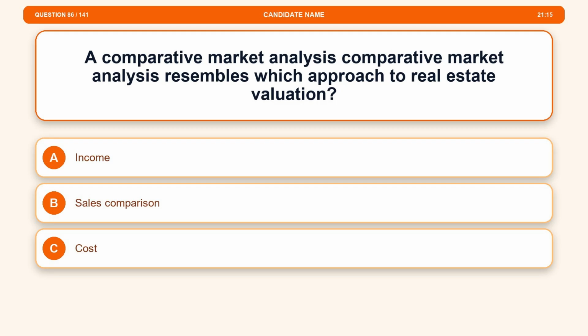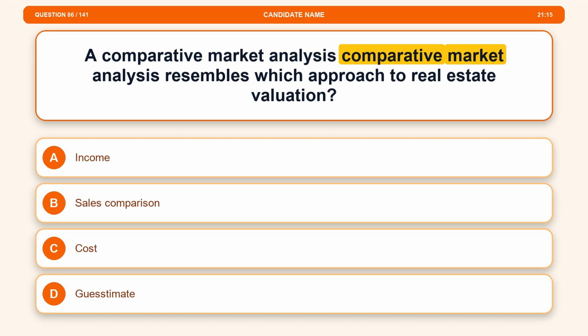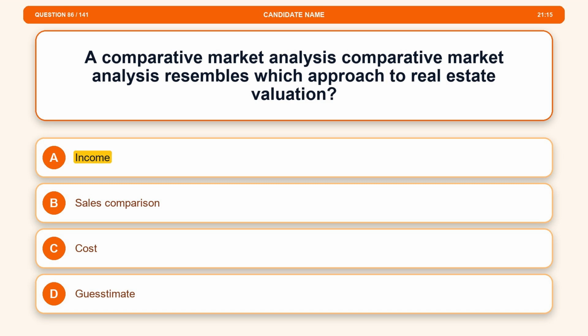Question 86. A comparative market analysis resembles which approach to real estate valuation? Option A, income. Option B, sales comparison. Option C, cost. Option D, estimate.